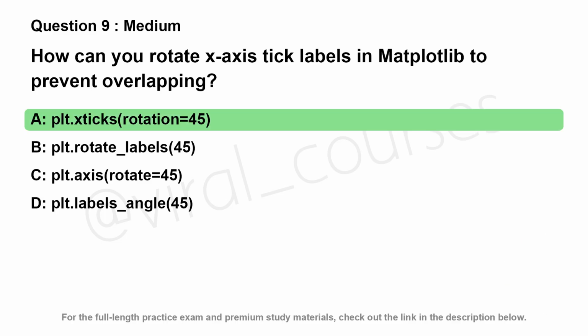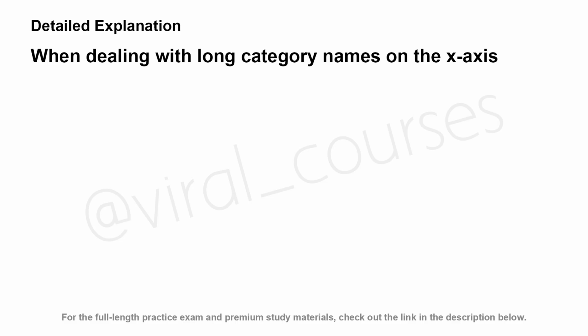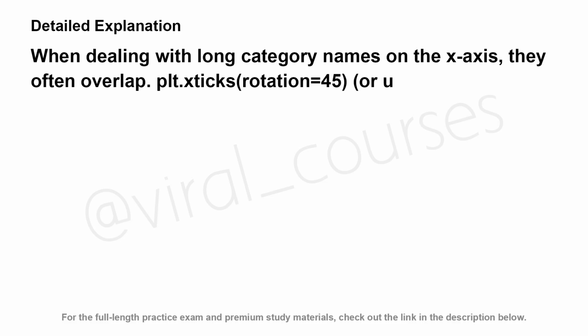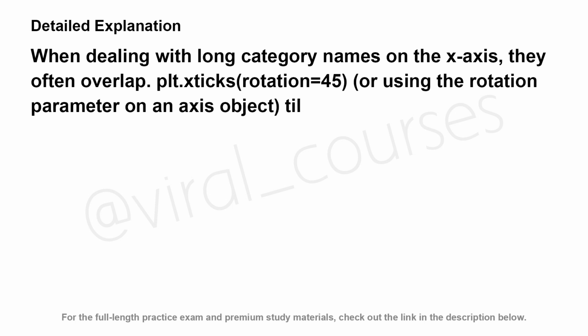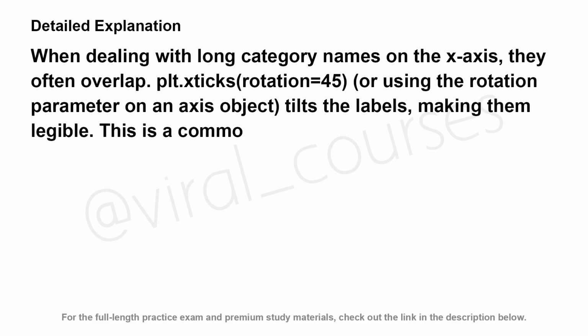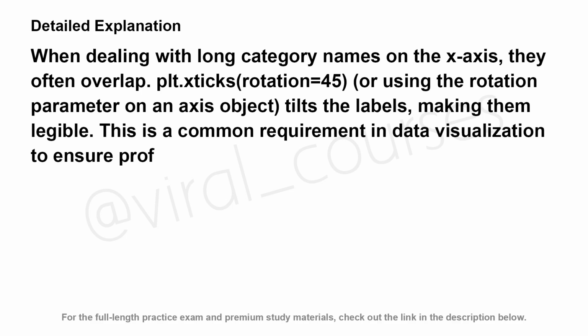The correct answer is A. When dealing with long category names on the x-axis, they often overlap. plt.xticks with rotation equals 45, or using the rotation parameter on an axis object, tilts the labels, making them legible. This is a common requirement in data visualization to ensure professional presentation.